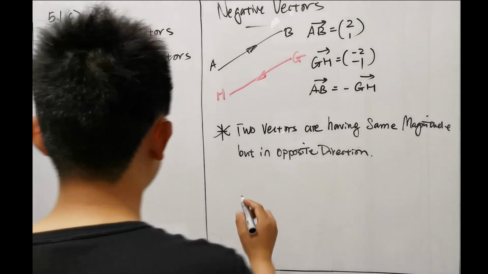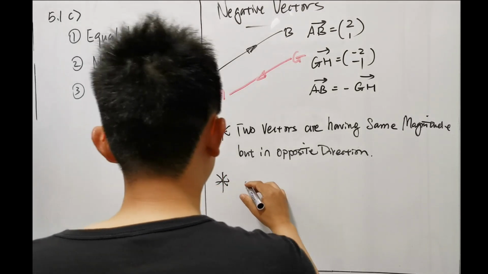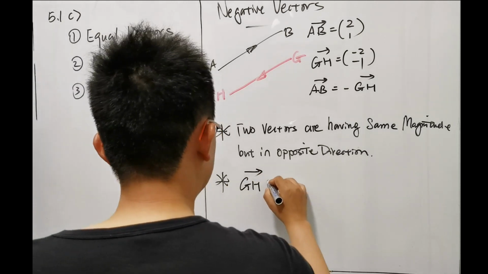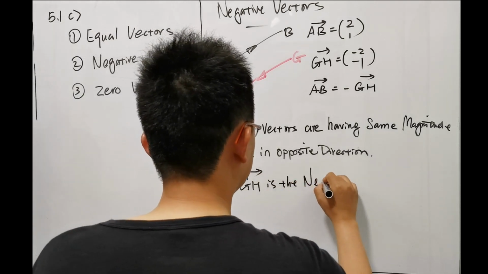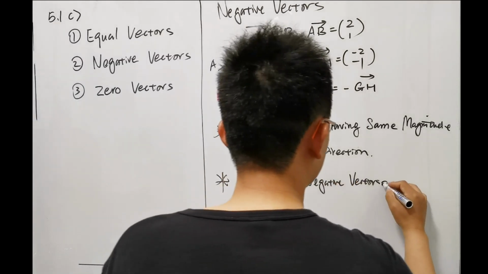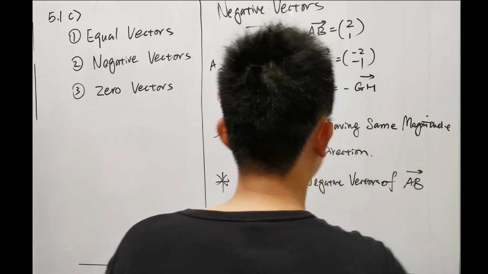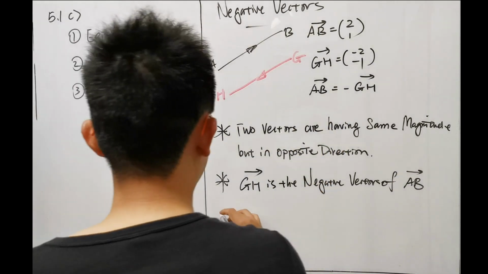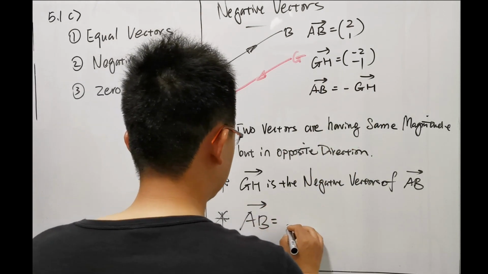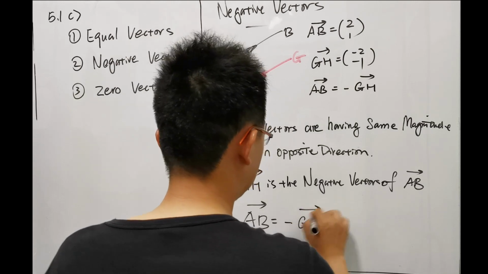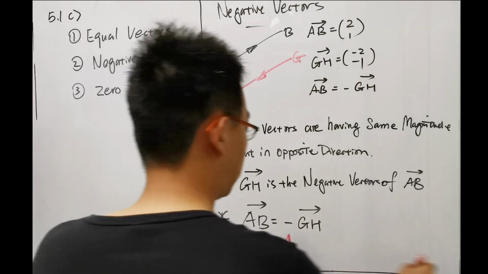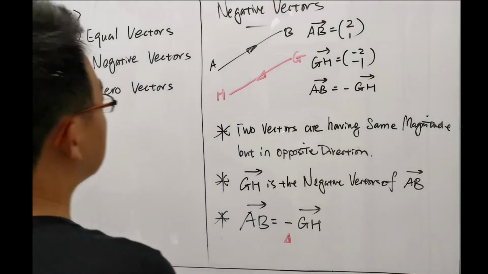Okay, and then we can also say this GH is the negative vector of AB. Okay, so basically this is the thing. Of course we can write it in this way: AB equals -GH. Okay, just take note of this minus. So this is very important. Okay, now we finish the next concept, the negative vectors.